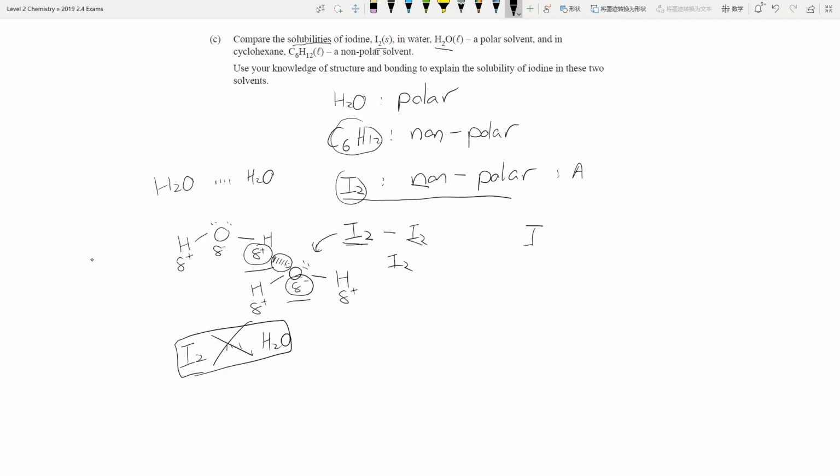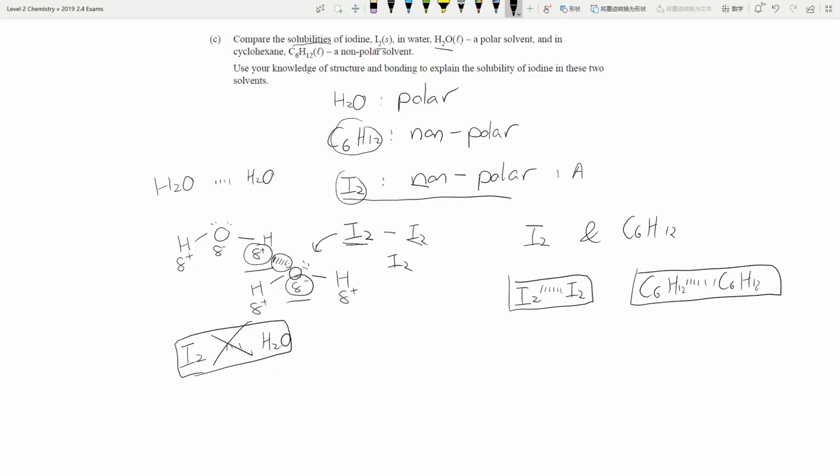But when you put I2 and C6H12 together, this particular force of attraction is okay. Before you put it in, you have I2 interacting with I2, and C6H12 hanging out with C6H12. Now again, I shouldn't have drawn them like this, these are not chemical bonds. I tend to draw them like these, but these are intermolecular forces. So right now, the I2 intermolecular force and the C6H12 intermolecular force between the molecules is not that strong.